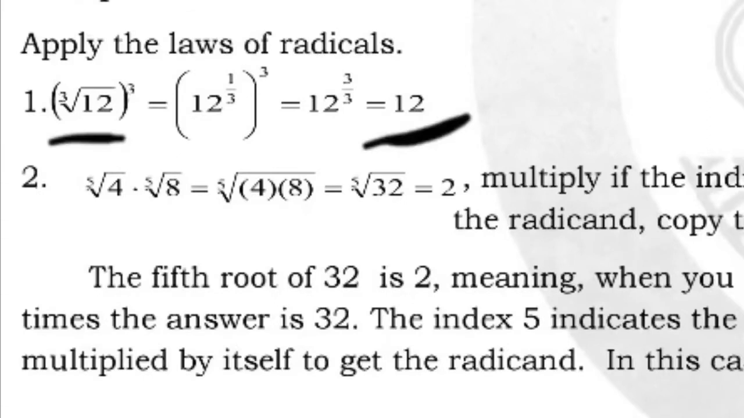Number 2, fifth root of 4 times fifth root of 8. So applying law of radical number 2, we can just combine the 2. They are just the same index. So we're going to have fifth root of the radicand 4 and 8. So 4 times 8. Then fifth root of 4 times 8 is 32. So fifth root of 32. Then the fifth root of 32 is 2.